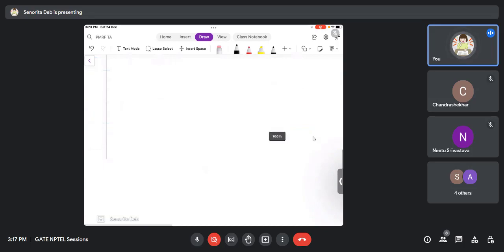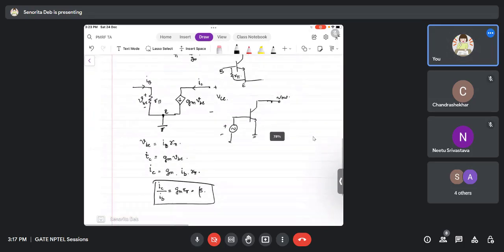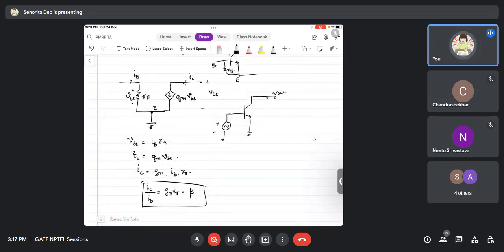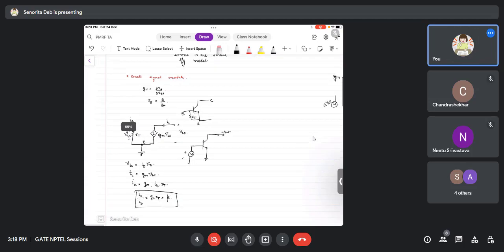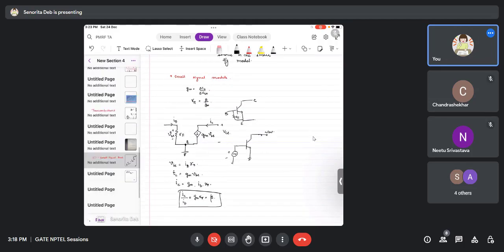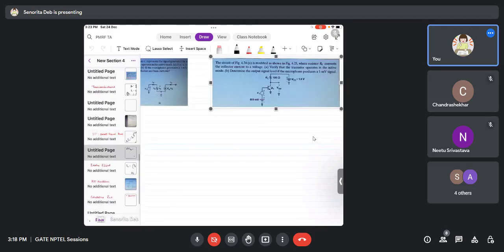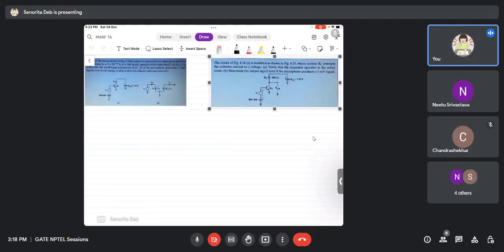Please have a look into it. This is the simplest model of all. And then we will solve one question. And the PNP model also goes in a similar way, with just polarities changed. Okay. So now let us take these two examples.